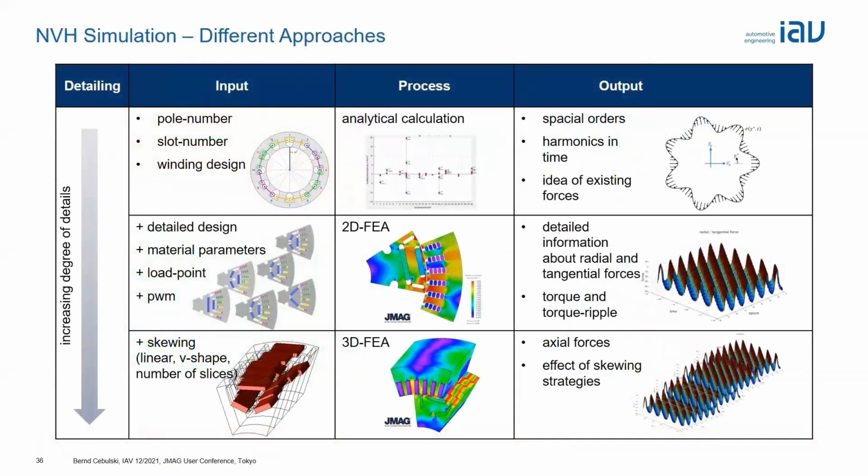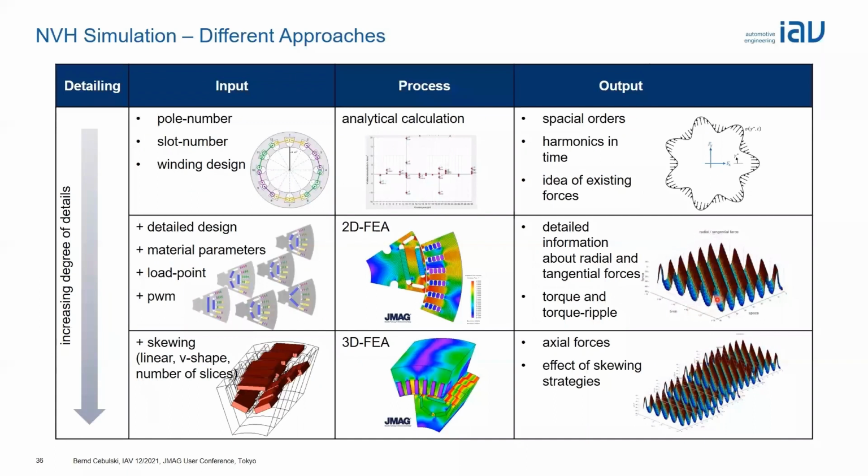Then there is a big area of NVH calculation. There are several different approaches. You can do analytical simulations, you can do comprehensive FEA simulations in 2D, you can do 3D FEA. At the end, it's about forces. So the thing that influences NVH most is the radial forces. So you have a transient turning machine in 2D or 3D and calculate the radial forces. There will be some map which comes out here regarding space and time.